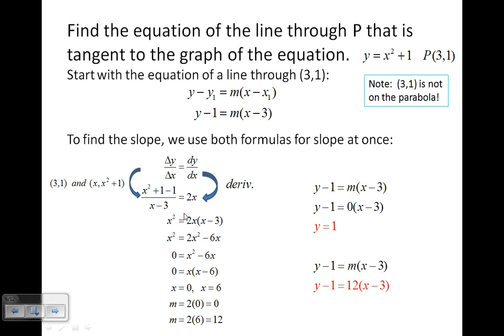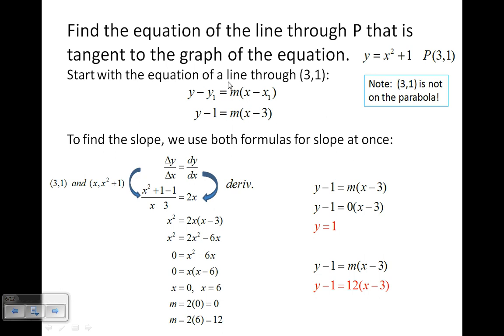And I go ahead and solve this out, the usual. And I got both x is 0 and x is 6. And so those are the x coordinates of the points of tangency, when the slope of the curve and the slope of the line are equal. We already knew when x equaled 0, that was the point of tangency at the vertex of the parabola. And then we also have now x equals 6.